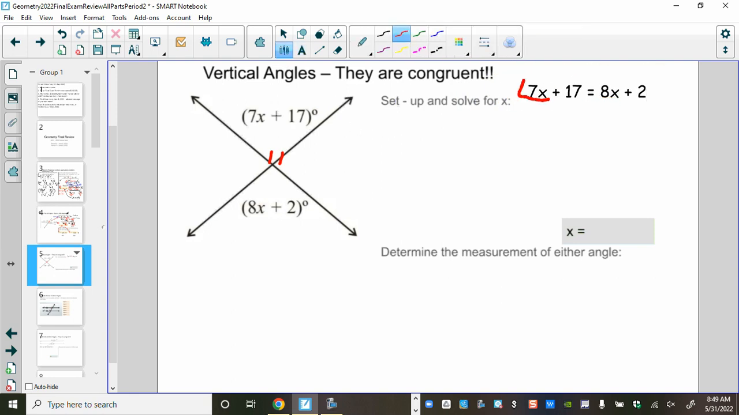Now, x is on opposite sides. So we need to start moving some terms from one side to the other. Now, this one's not going to be too bad. I usually tell students, move the x with the lower coefficient. So which one's lower, 7 or 8? So that's something to think about. Now I'm gonna come around. If you do get your x value, plug it in and make sure everything works.